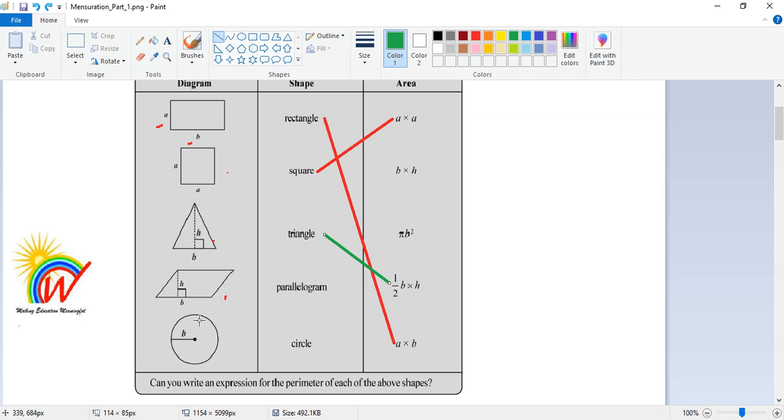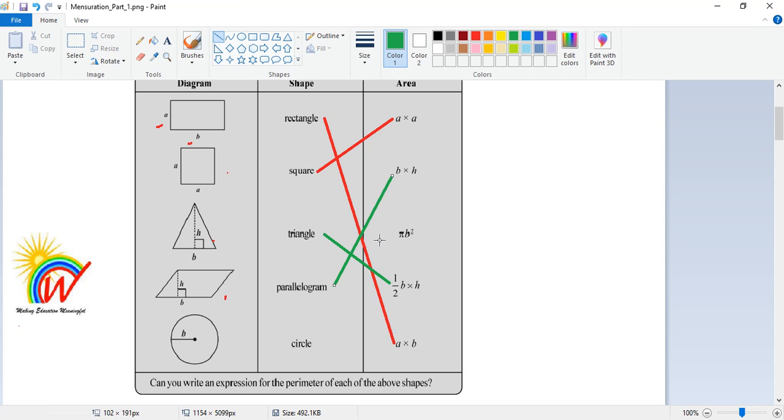A parallelogram has opposite sides parallel to each other, right? So here you have base times height, not half base. See, it's just double of the triangle, isn't it? So it's going to be base times height. That is going to be over here, base times height.